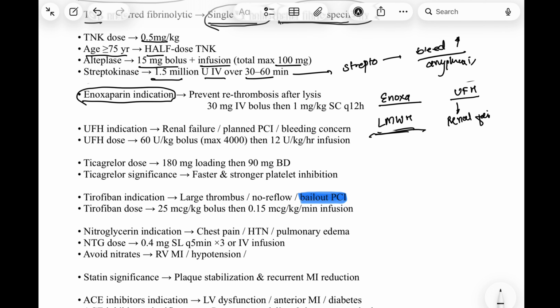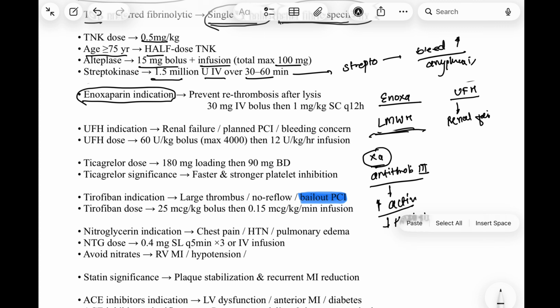Right? Now what is the mechanism of enoxaparin and heparin? Enoxaparin works with inhibition of Xa. Right? It majorly inhibits Xa and it also binds to antithrombin 3 and increases its activity so that it will decrease the thrombosis. On the other hand, unfractionated heparin will inhibit Xa and 2a. Right? So this is used in renal failure more efficiently.